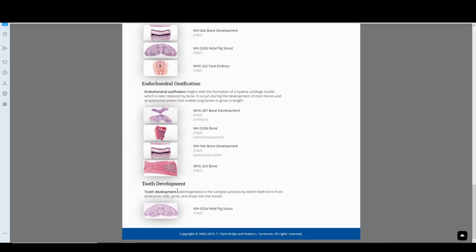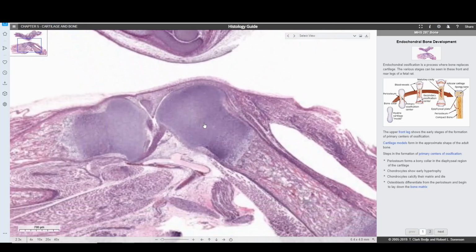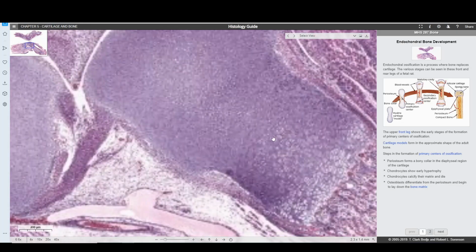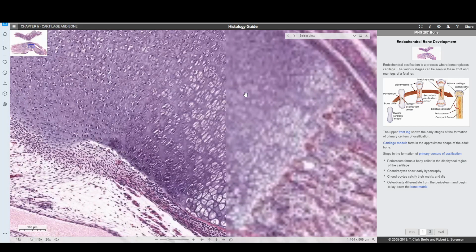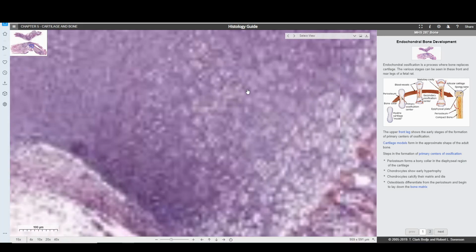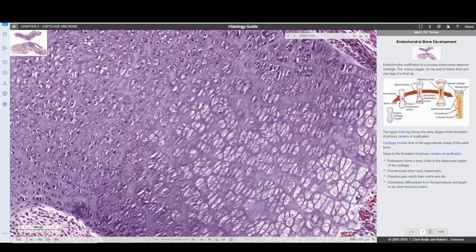Again, let's start seeing this in more detail. These are the three pictures that I used for the description of the different phases and the different zones of the endochondral ossification. So if we zoom in here, let's start zooming in. Here we can clearly see the resting zone right here.